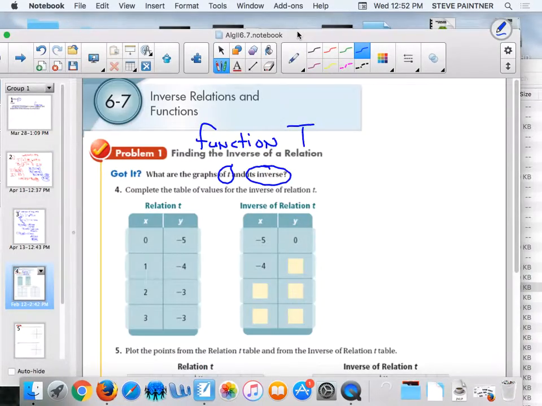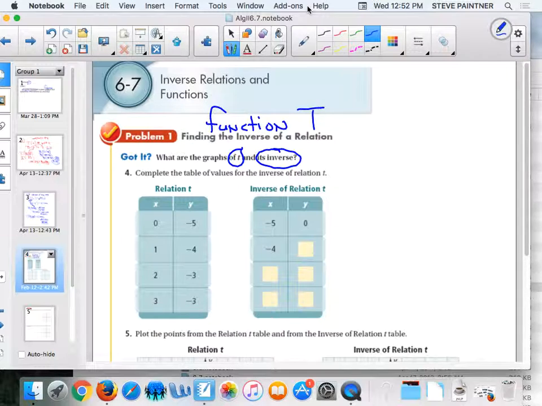Got it. Okay, we're good. All right. So now, here we go.